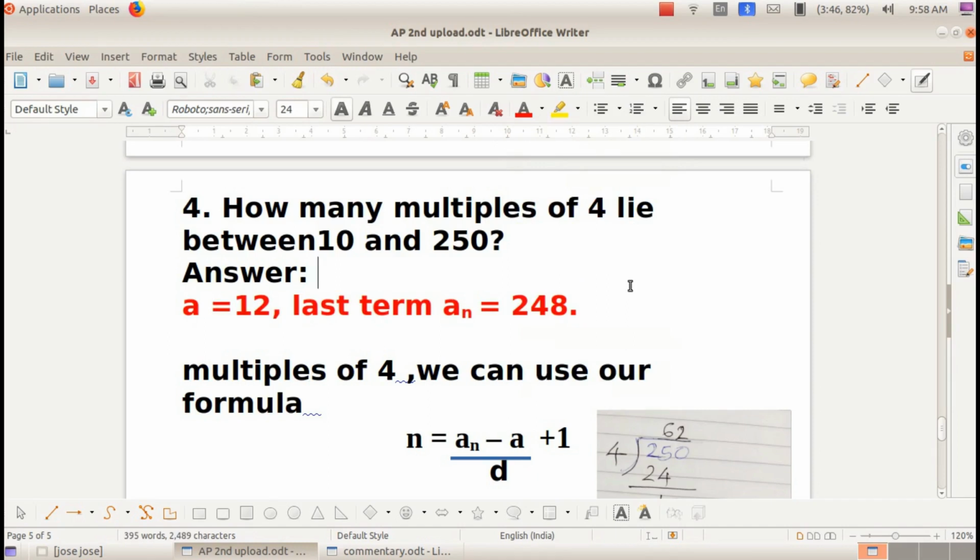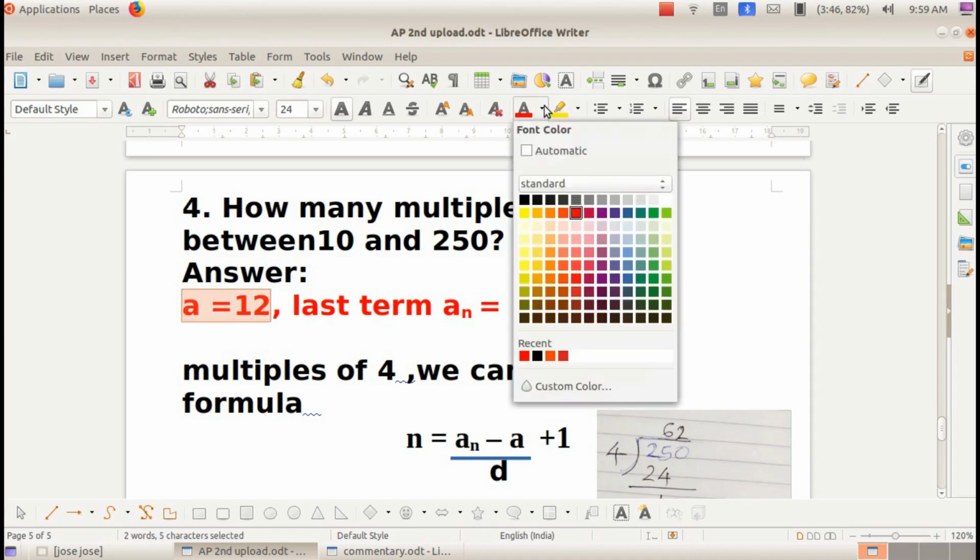We know the multiples of 4 are 4, 8, 12, 16, etc. The multiple of 4 that will come after 10. Soon after 10 is 12, because 10 is not a multiple of 4 and 11 also is not a multiple of 4. So the first multiple of 4 after 10 is 12.